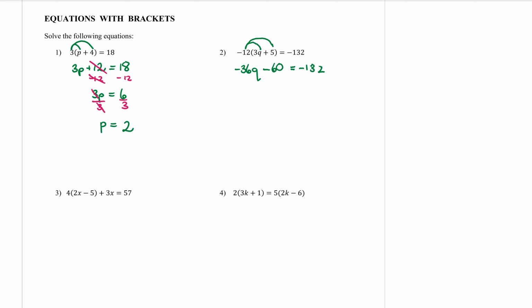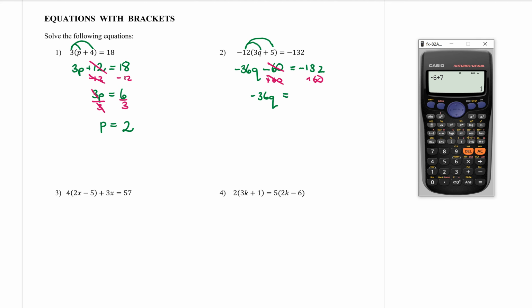So now for the two numbers, the negative 60 and the negative 36 that we need to move away. So first of all, we have to move the negative 60. So we have to plus 60, doing the opposite. Cancel that off. So we have negative 36q, and on the other side we have negative 132, and we want to add 60, so we have negative 72.